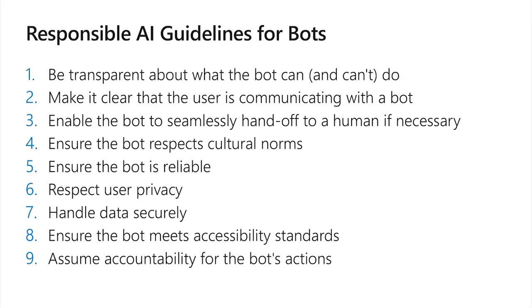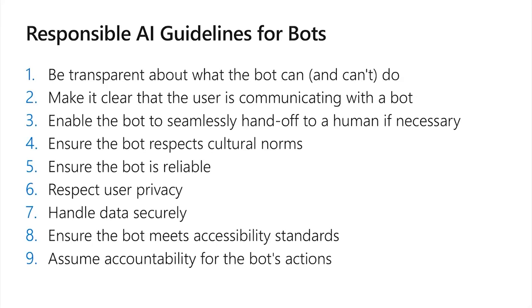The second point here is make it clear that the user is communicating with a bot, because it should be apparent to the user that they're not having an interaction with another person. And it's also important that it shows how the bot can help and the limitations associated with its use. The third point here is enable the bot to seamlessly hand off to a human if necessary. Yeah, because you should respect individual engagement preferences. If someone wants to talk to a human instead of a bot, well, that should be respected.